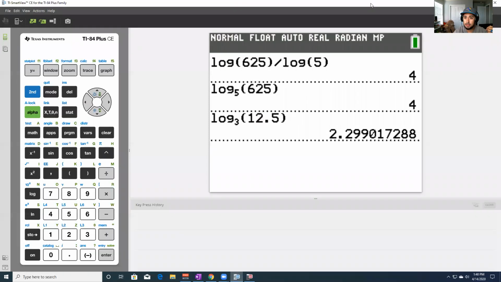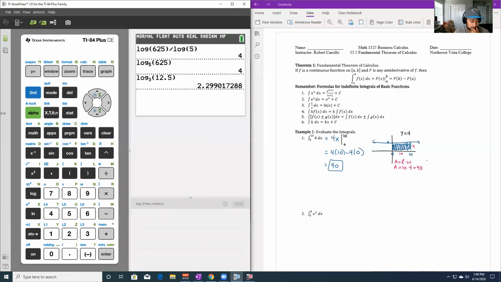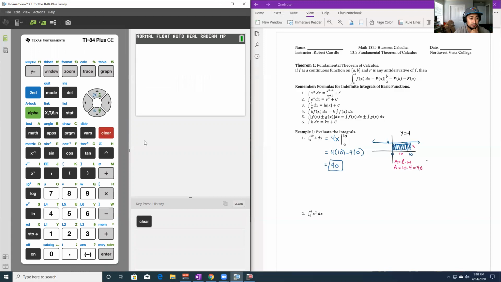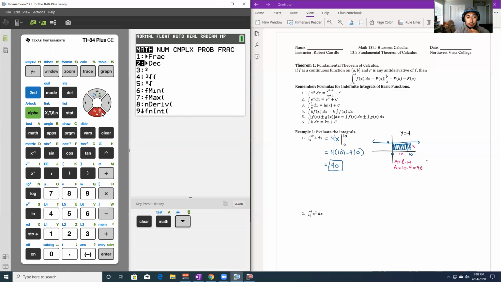Now let's say you have the TI-84. Well, life is good again because let me clear all that. I'm going to go to math and then scroll down to the integrate option. So math and number 9, right? So math number 9, I'm going to hit enter and watch what magic happens. Oh my goodness. Wow. Right?